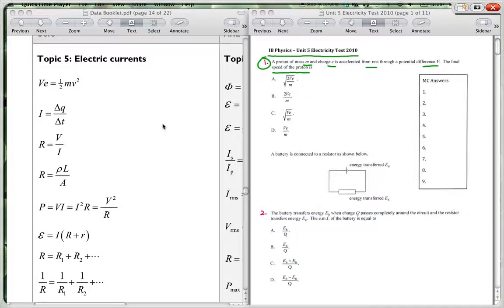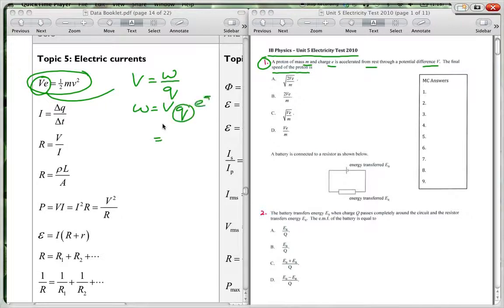Now, this is a direct application of this formula over here. Just to go through this again, this VE comes from the idea that your potential difference is equal to your work over your charge. Therefore, work is equal to V times the charge. When you're dealing with an electron or a proton, this charge you can replace by an e. So eV or Ve is equal to the work.